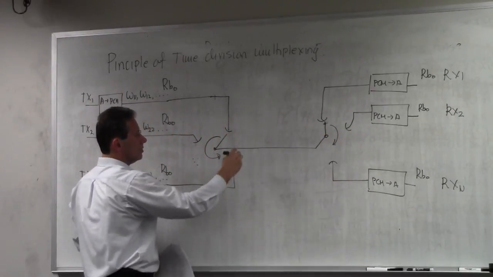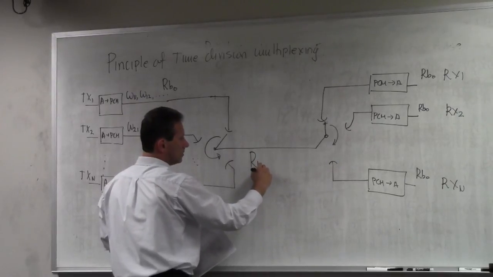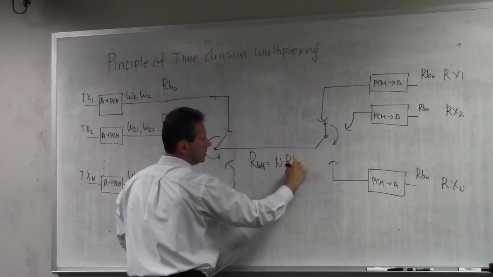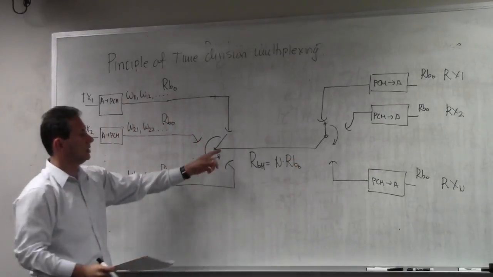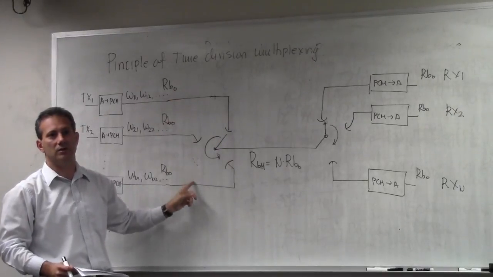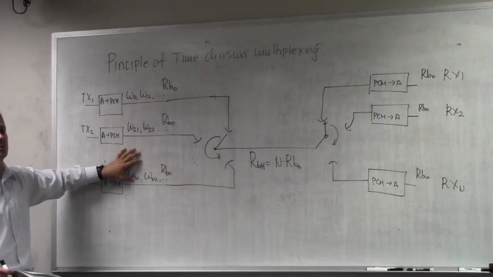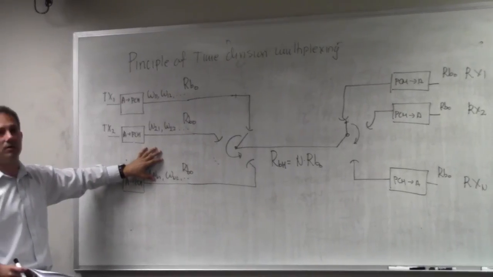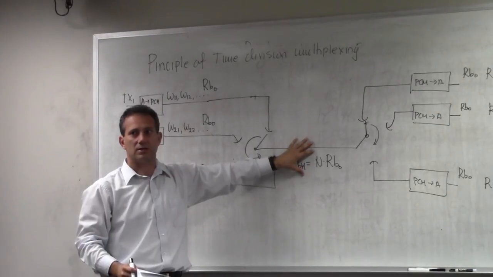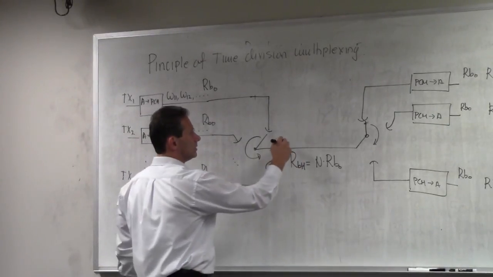What you need to know is that the multiplex line rate RB is equal to n times RB0. This line needs to be at least n times faster than each individual one of these. So if I have, let's say, 10 users, each one of them producing 64 kilobits per second, then this line needs to be 640 kilobits per second. Why? Because this line is shared.